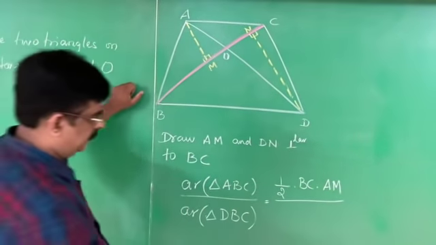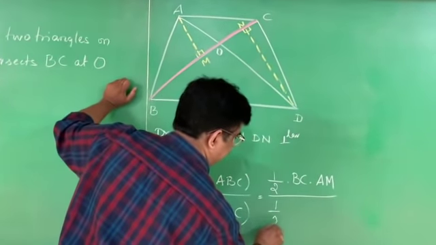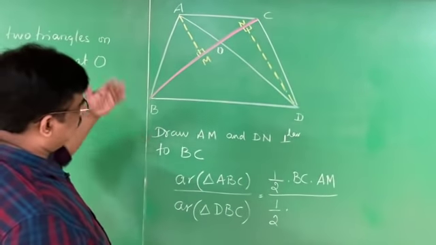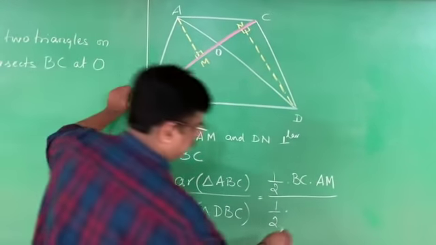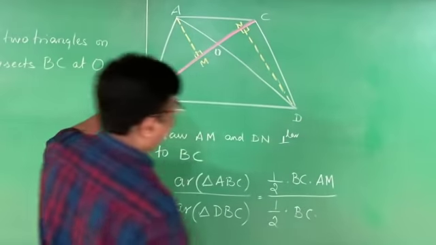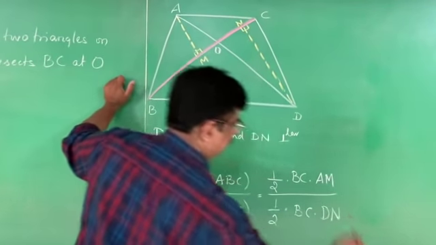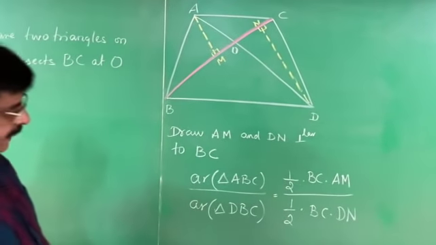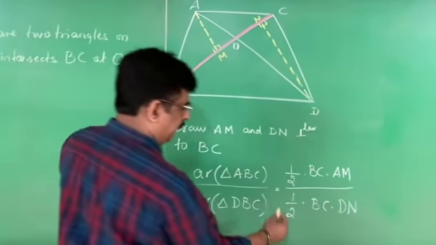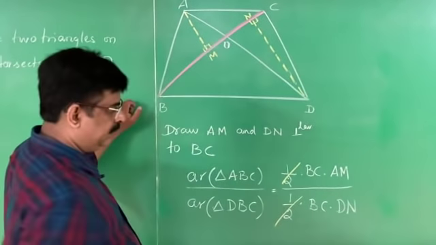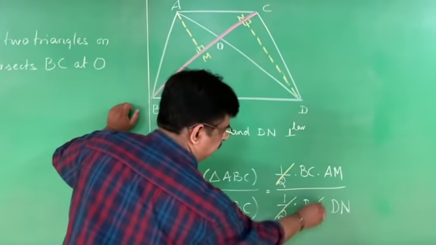Then area of triangle DBC is half into, which is the base? The base of DBC is also BC, and the altitude is DN. Now what happens? I can cancel some things. I can cancel half. The base is also the same, BC cancels.